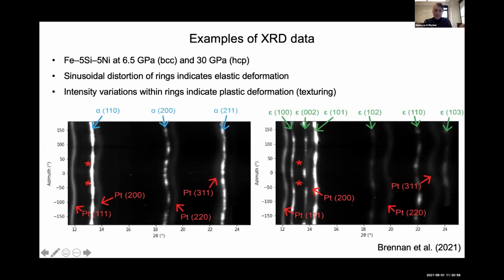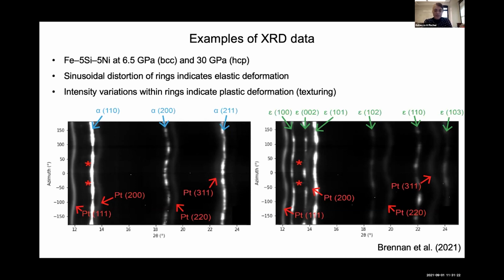Here's an example of what some of our data look like. These are caked images, meaning they've been sort of unwrapped. So we're showing 2 theta versus azimuthal angle. These were both taken on Fe5Si5Ni. The one on the left is from 6.5 GPa and shows the BCC structure. The one on the right is from 30 GPa and shows the HCP structure.